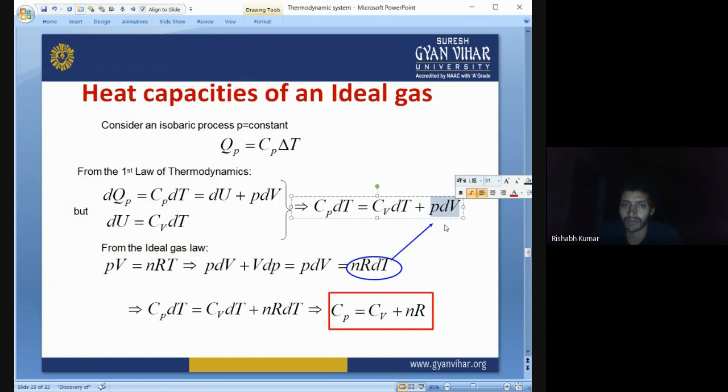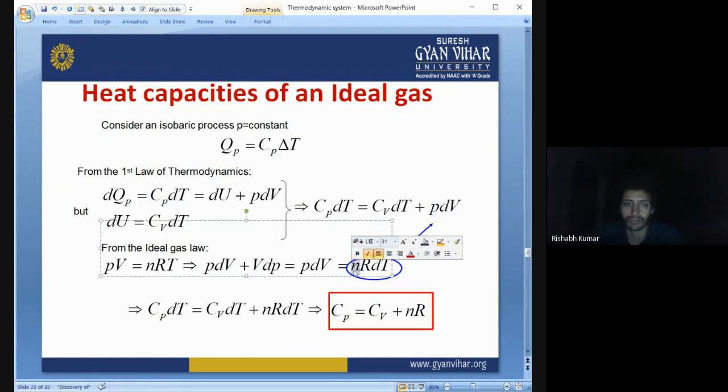nRT. nRdT. So this can be written as this, right? Here we are taking n equal to 1 for 1 mole of gas, so n can be ignored. It is equal to 1. So you calculate this, and this equation becomes like this.